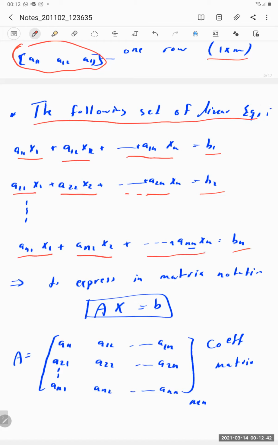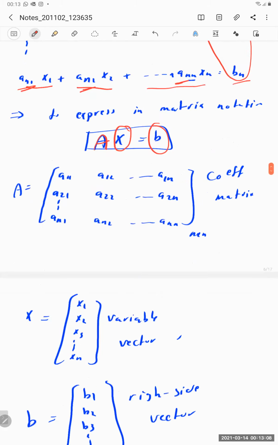So to express this system of equations in a matrix notation, I have a matrix A including all the coefficients of the x's, I have a vector for the variables, the x's, and I have a vector which we call the right side vector for the b's. So we have A, which we call the coefficient matrix.